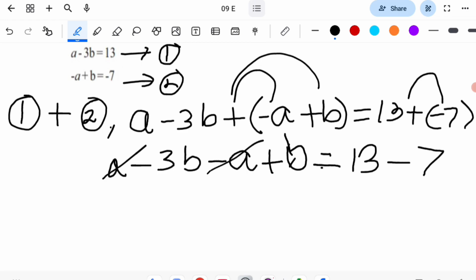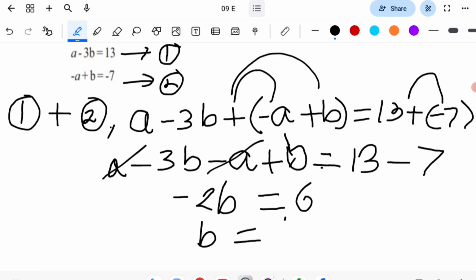Then we can cancel out plus a and minus a. There are two b terms with opposite marks. Therefore, we have to put the mark of the large term, minus, and we have to subtract the terms, 3b minus b is 2b. When simplifying the right hand side, 13 minus 7 is 6. Then we can get the b value.